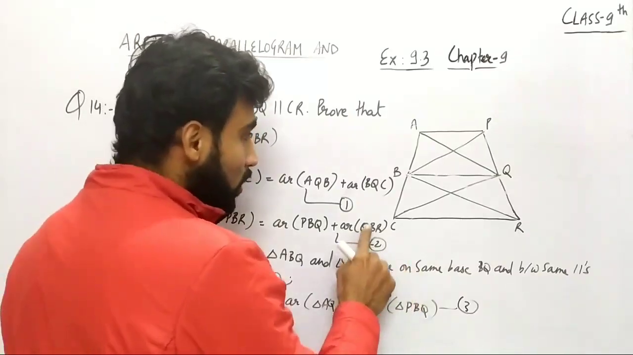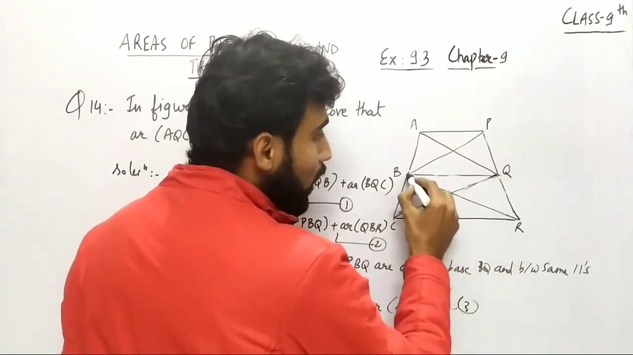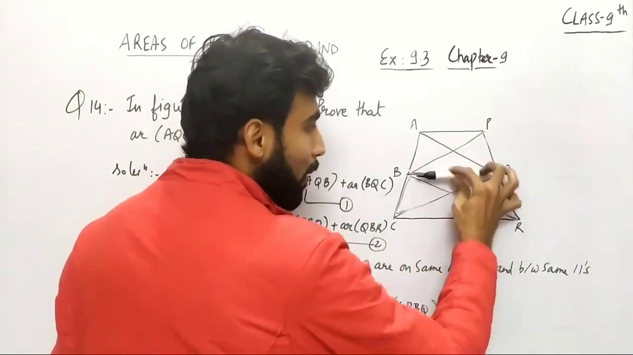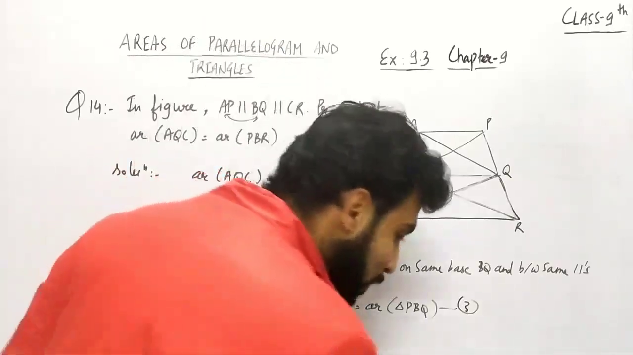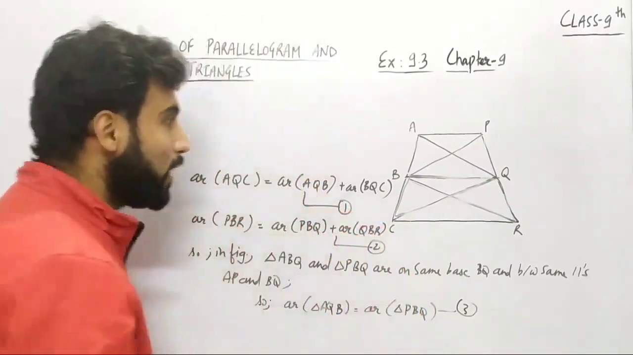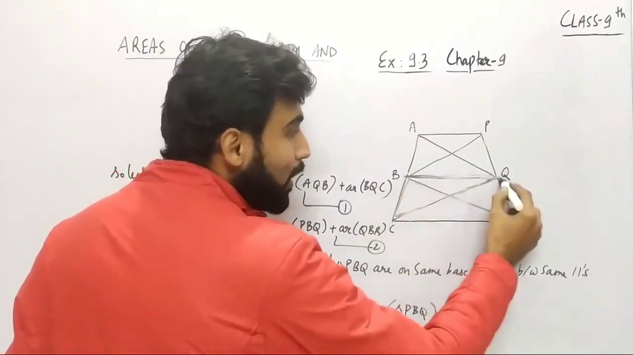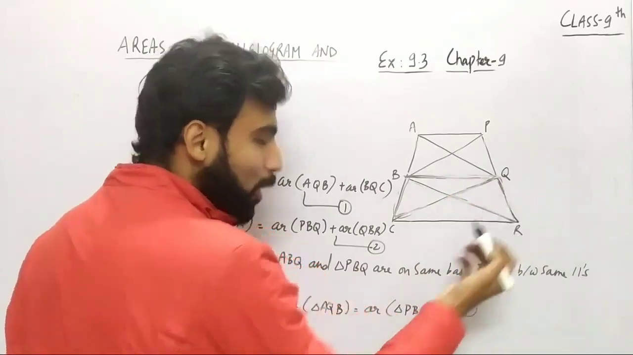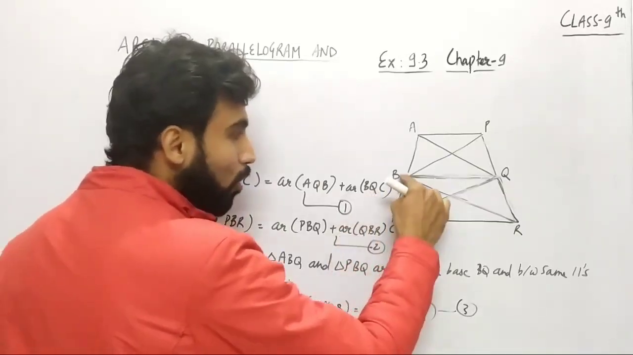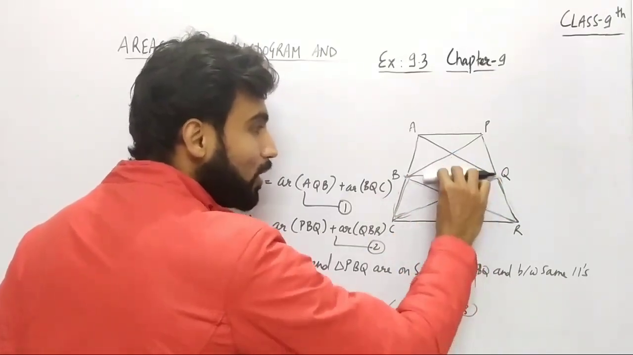Now let me just talk about this BQC, right? So if you look carefully, these two triangles, BQC and BQR, are on the same base and between the same parallels, right? So their areas will also be equal to each other. So for that, let me just make some space above. So now you can see again, the triangles BQC and BQR, or you can say BCQ and BRQ, whatever you call it. Now for no reasons of error here, I am just talking about BQC and BQR. Both are on the same base BQ and between the same parallels, right?